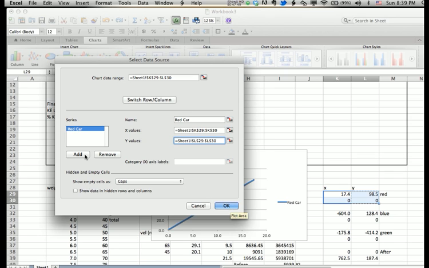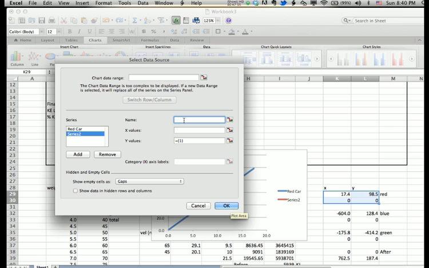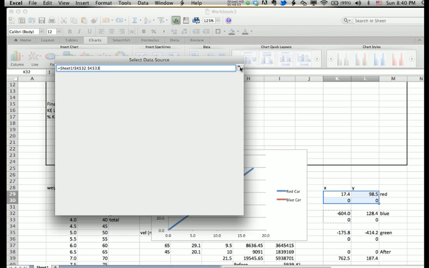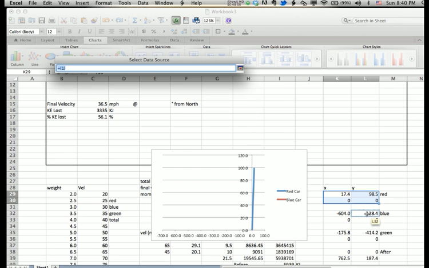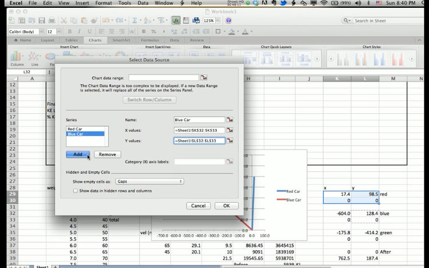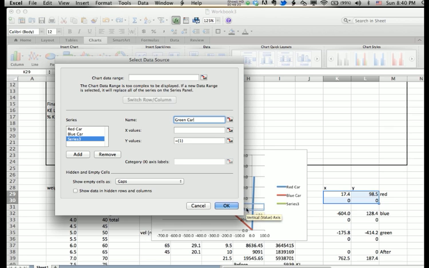Okay, while we're here, let's go ahead and add more data series. So we'll do add, and we'll do blue car. Get the X values, which would be here. Get the Y values, that should be here. Good. Add green car. Now you'll notice it's putting different colored lines on our graph as Excel does, and the colors aren't matching what our colors of our car are, so that can be really confusing. So we're going to have to change the color of those lines here in a little bit.